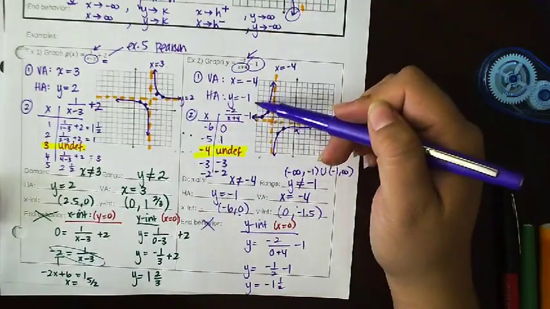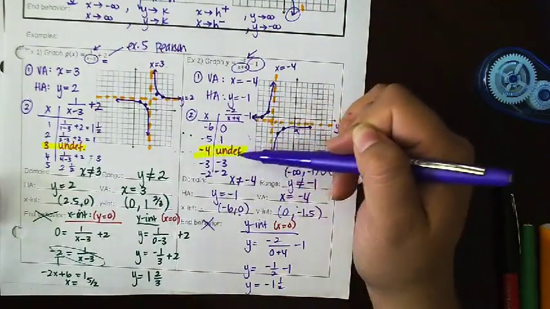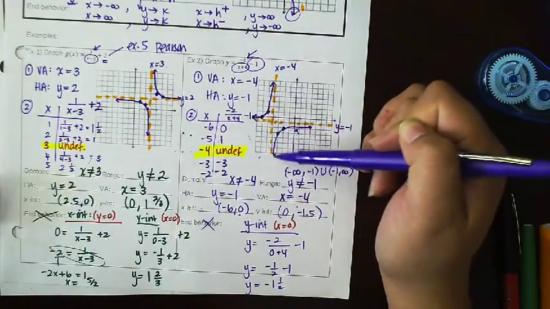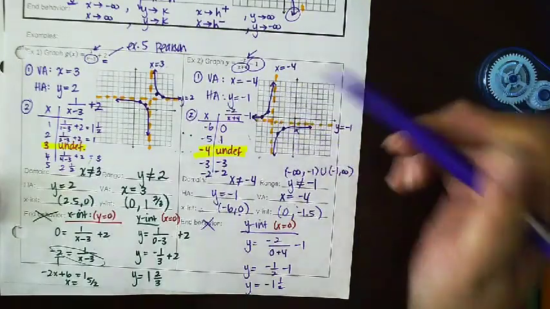Find the asymptotes, make a table, center it around the vertical asymptote, graph, make sure that those end behaviors are approaching the asymptote. And backside.